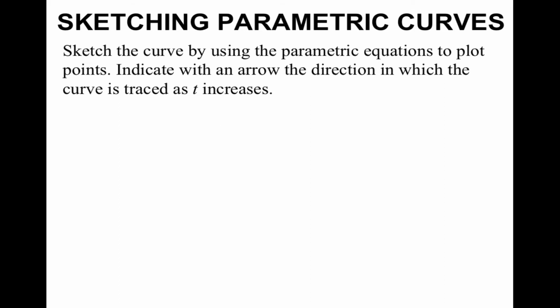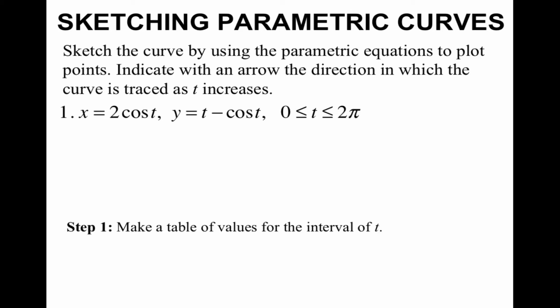Alright, so now we're going to sketch parametric curves. Sketch the curve by using the parametric equations to plot points. Then indicate with an arrow the direction in which the curve is traced as t increases. So here's our example. x equals 2 cosine t and y equals t minus cosine t, where t is between 0 and 2 pi. Notice how x and y are both written in terms of t functions.